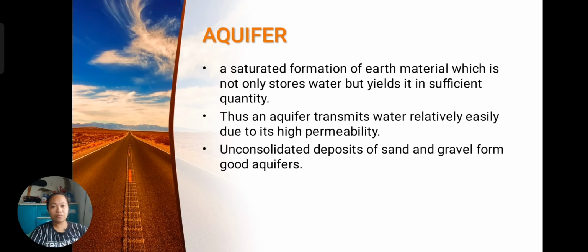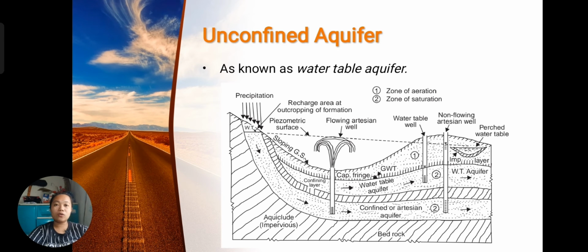Now let's have the aquifer. The aquifer is a saturated formation of earth material which not only stores water but yields it in sufficient quantity. Thus, an aquifer transmits water relatively easily due to its high permeability. Unconsolidated deposits of sand and gravel form good aquifers. Aquifers consist of two types: the unconfined and the confined aquifer.